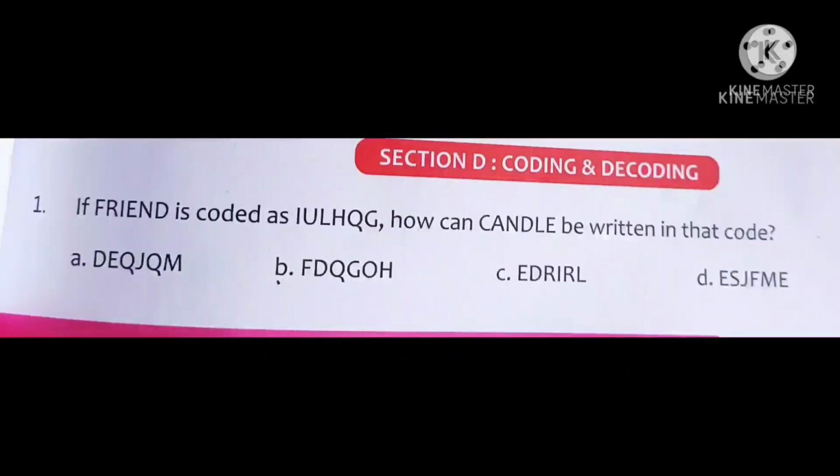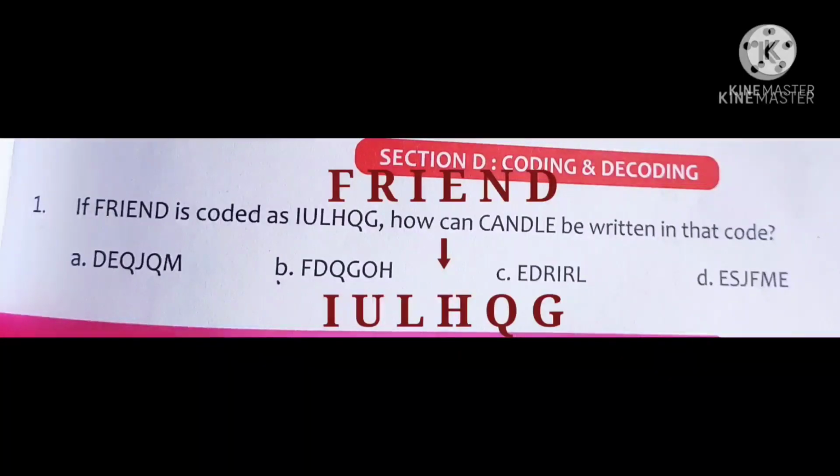If friend is coded as IULHQG, then how can candle be written in that code? So students, now we'll see that for friend there is a code, and now we have to find out the code for the word candle. So we'll see all the 4 options first, and by seeing the first word and its code, we will get to know that there are 2 letters between F and I, which means we skipped 2 letters.